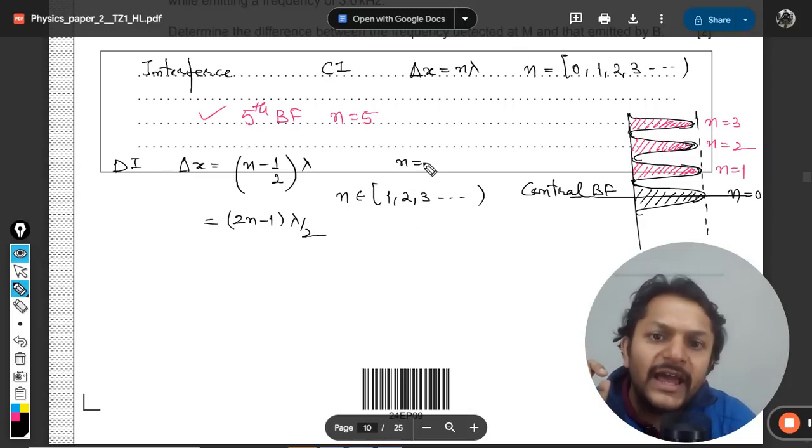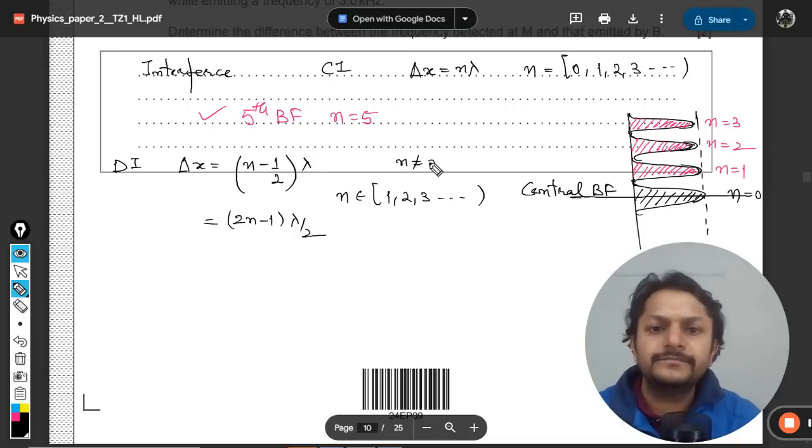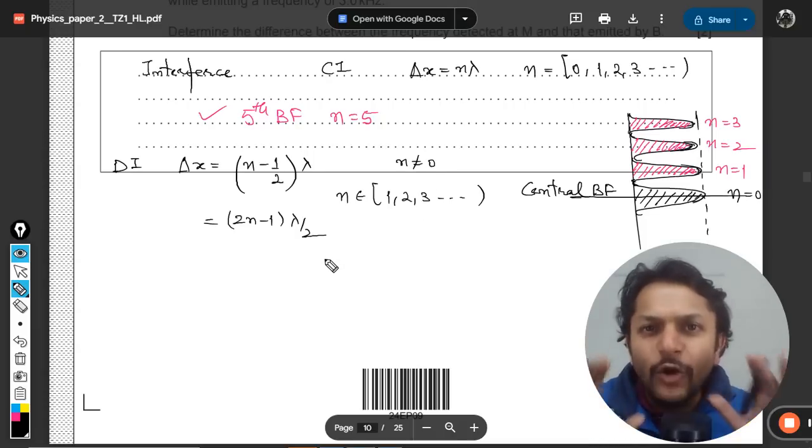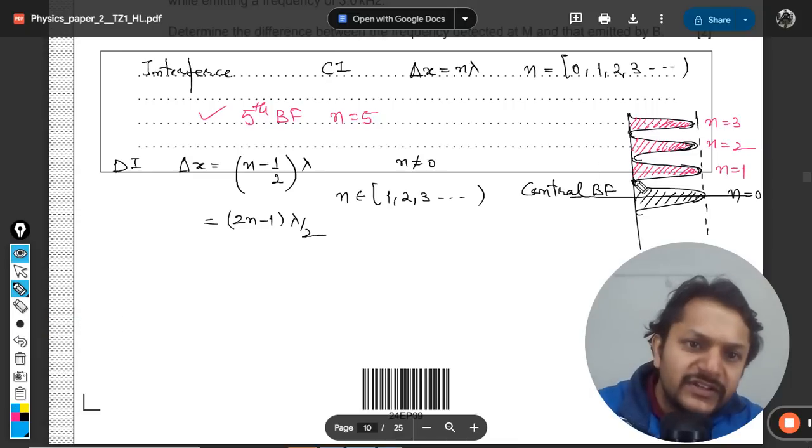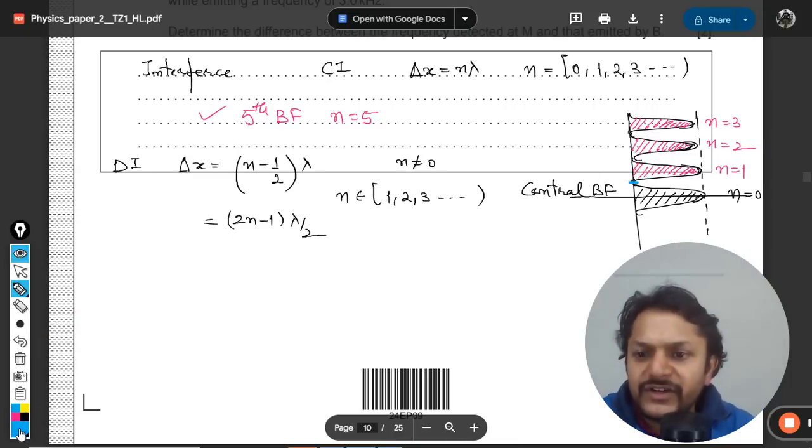0 is not there, n cannot be equal to 0. Obviously, there is an obvious reason for this. Listen to this very carefully. Now, where is the destructive interference happening? This is the point where the destructive interference is occurring.